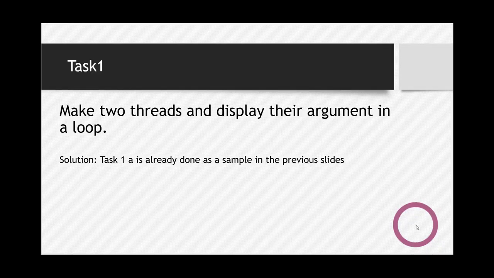So this time you have four tasks. The first task is you have to make two threads and display their argument in a loop, and I have already done it as an example in the previous slides. So the example code was actually for this task. So this one's already done. Now let's look at the second one.